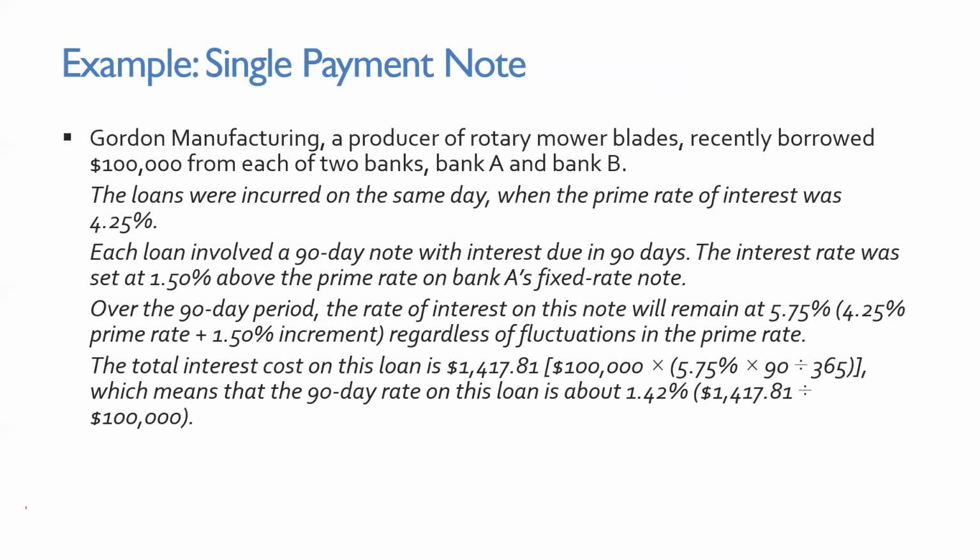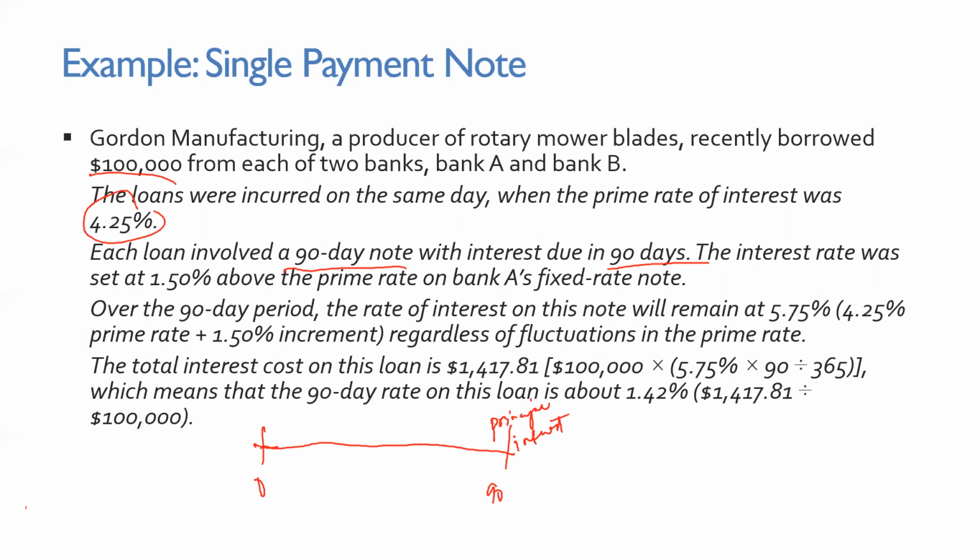So let's have an example. The company recently borrowed $100,000 from two banks. Okay. The loans were incurred on the same day when the prime interest rate was 4.25%. Each loan involved a 90-day note with interest due in 90 days. Okay. So this is today, time 0. After 90 days, both the principal and the interest are going to be paid.